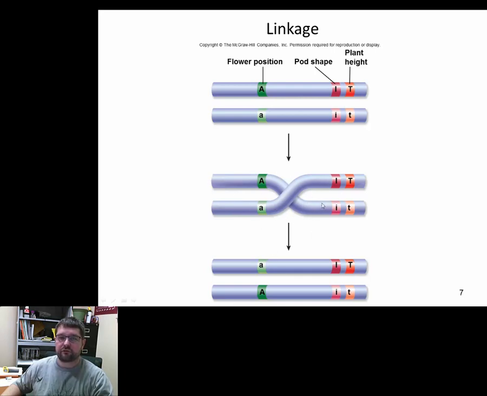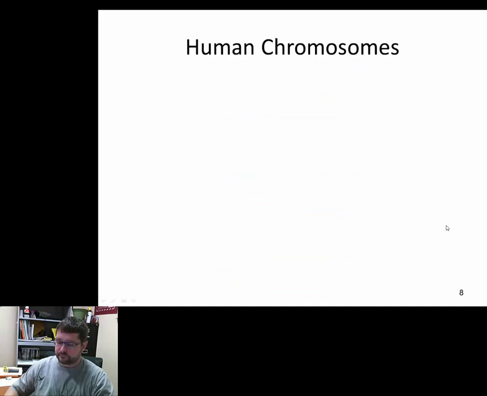Right? So remember crossing over from meiosis during prophase, you get this crossing over event. Because they're linked, they never break. So you always get plump pods and tall plants. Always. Because they're tightly associated with each other.